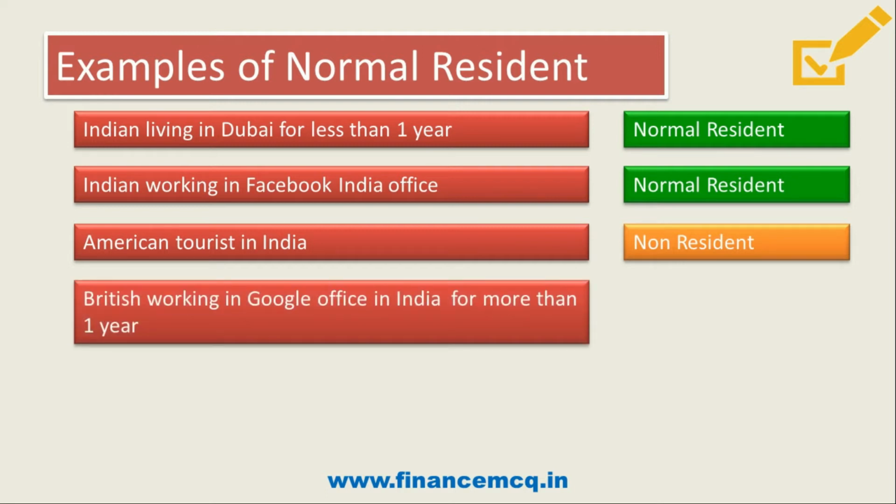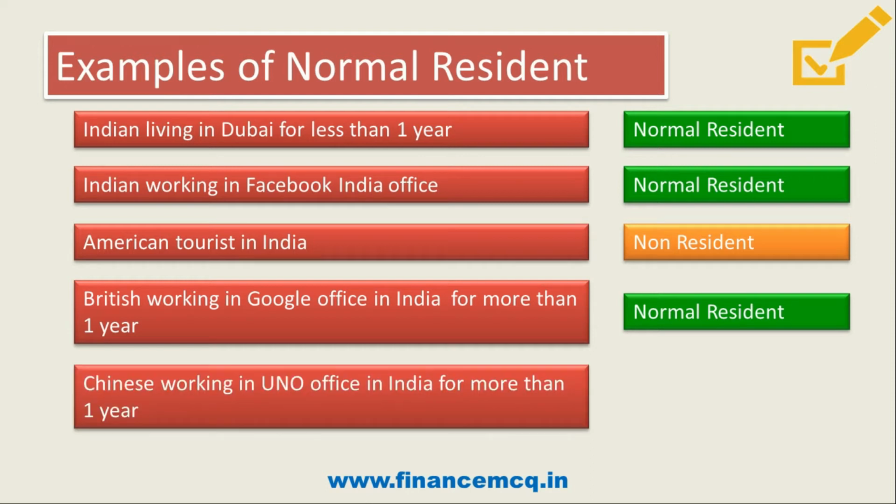Then, a British national working in the Google office in India for more than 1 year. In this case, will the British national be a normal resident of India? The answer is yes. For economic purposes, he will be considered a normal resident. Then a Chinese working in the United Nations office in India for more than 1 year. Will he be a normal resident? The answer is yes, he will be considered a normal resident because he is living or staying in India for more than 1 year and carrying out his economic activities. So I hope this normal resident concept is also clear to all of you.